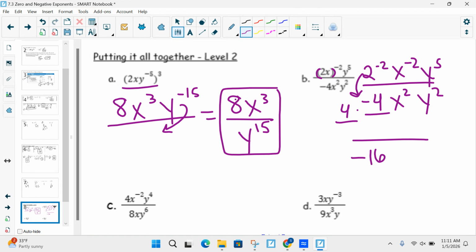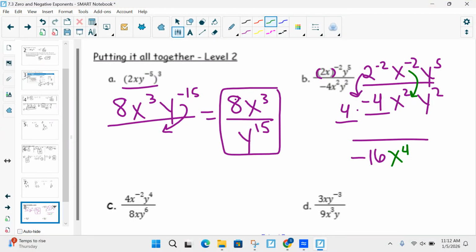So draw a fraction bar. This 2 squared comes down and multiplies with the 4 that's already there, so negative 16. The x to the negative 2nd also comes down and adds with the 2 that are already there, so you would have x to the 4th.